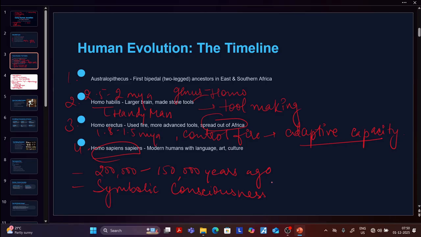Now, here's a crucial historiographical point. Biological evolution doesn't determine history. Each biological change enables new possibilities. A larger brain enabled more complex thinking. Bipedalism freed hands for tool use. But what humans did with these possibilities was contingent, cultural, and historical. Evolution gives us the toolkit, history is what we built with it.